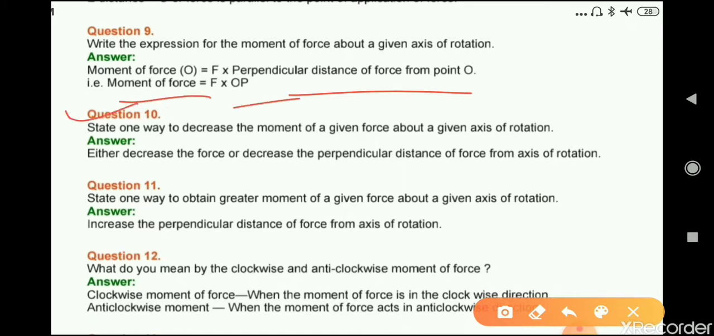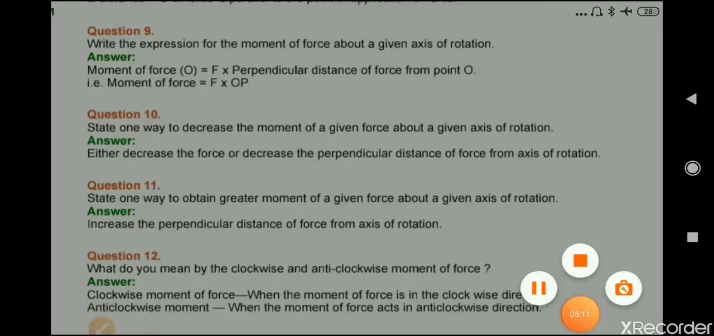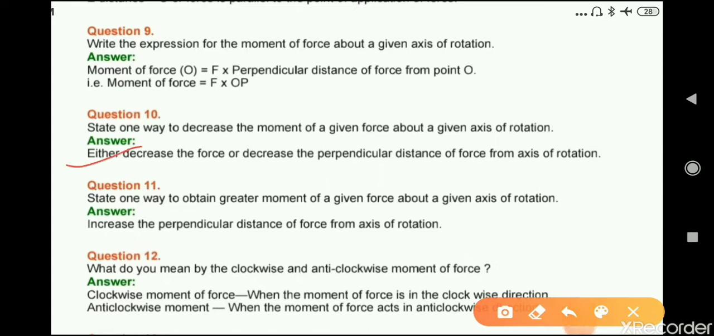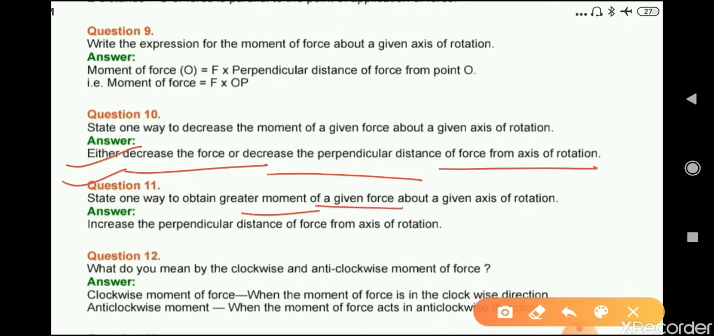Question number 10. State one way to decrease the moment of a given force about a given axis of rotation. Answer: either decrease the force or decrease the perpendicular distance of force from the axis of rotation. Question number 11. State one way to obtain greater moment of a given force about a given axis of rotation. So by increasing the perpendicular distance of force from its axis of rotation, the moment of force increases.